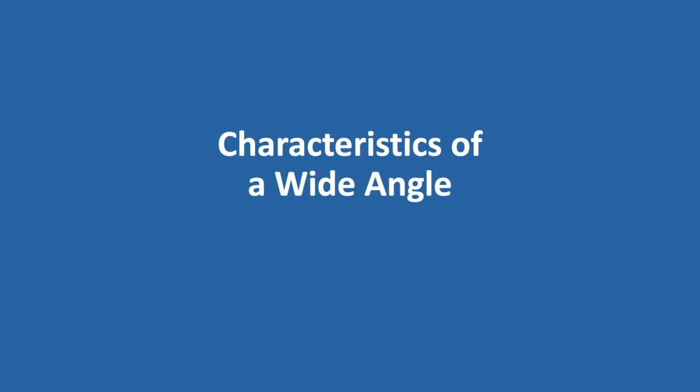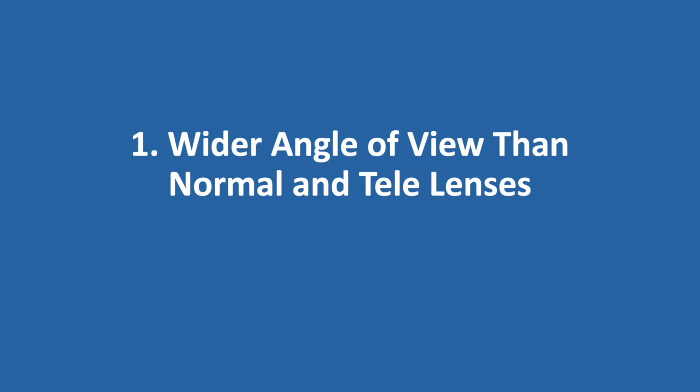Now that we have foundations, let us look at the four key characteristics of a wide angle lens. These are the four things that define how that lens behaves. And understanding them is what separates photographers who use it well from those who struggle with it. Characteristic number one, a wider angle of view than normal and telephoto lenses. We have covered the theory, let's see it in practice.